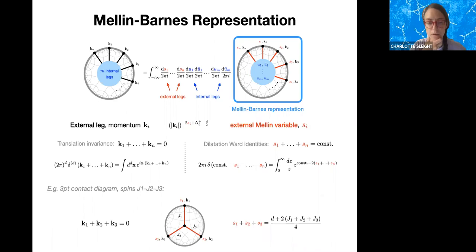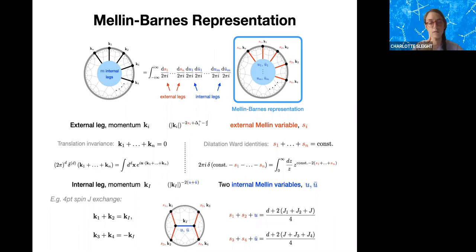So the simplest type of boundary correlator is that which corresponds to a three-point contact diagram. So these only have external legs and there are three of them. According to this prescription, its Mellin-Barnes representation is described by three external Mellin variables, s_1, s_2, and s_3, one for each external leg, in addition to the boundary momenta k_1, k_2, and k_3. Translation invariance on the boundary enforces momentum conservation. And the dilatation Ward identities require that these external Mellin variables s_1 to s_3 add up to this constant here, which you see depends on the boundary dimension d and the spins J of the fields that participate in the cubic vertex here.